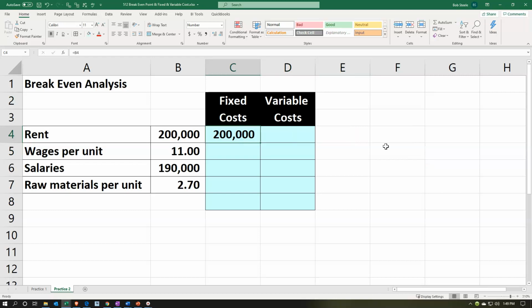And then we have the wages, which are typically going to be a variable cost. Now, if you hear wages, that's a type of payroll. You can think of it as a type of payroll item. Wages are going to be things that are paid typically hourly.